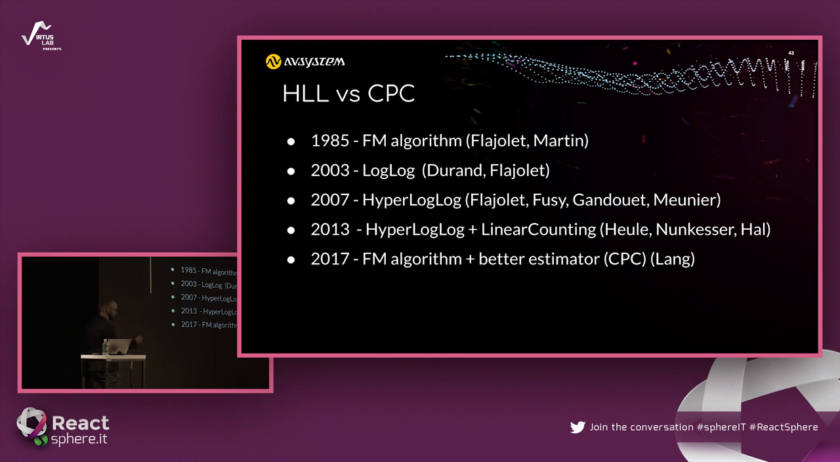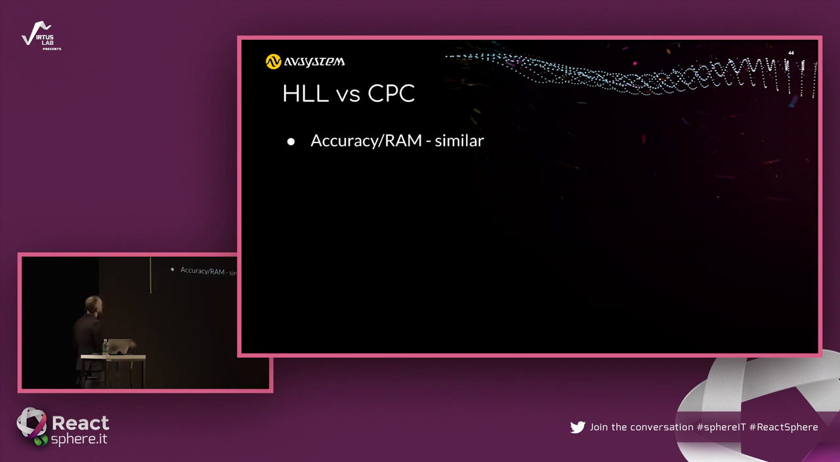So Lang invented a better estimator for this FM algorithm. And in fact, this structure with his estimator beats the best HyperLogLog. The trade-off between accuracy and RAM is similar.